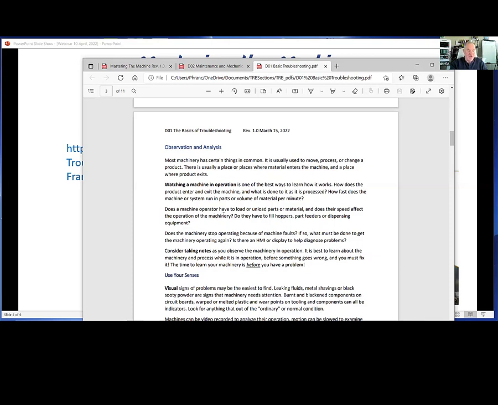Do machine operators have to load or unload parts or material? Does their speed affect the operation of the machine? So those are obviously important features. What is done to a product as it is processed? How fast does the machine or system run in parts or volume? So you can see a lot of that.